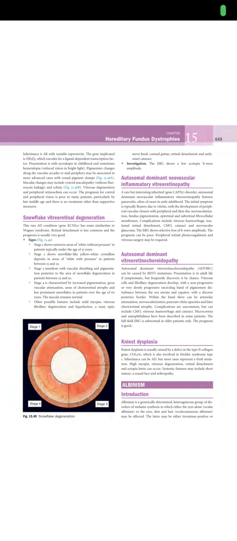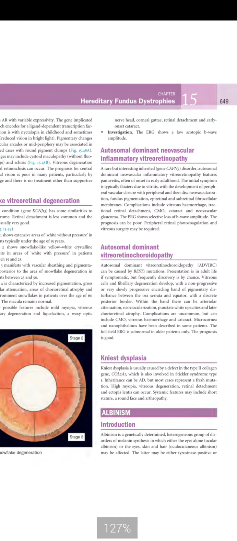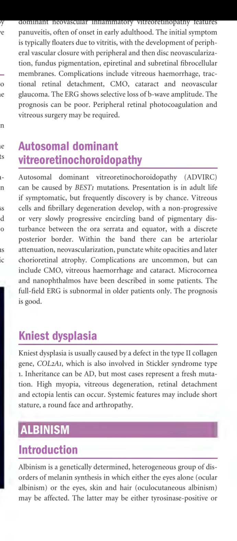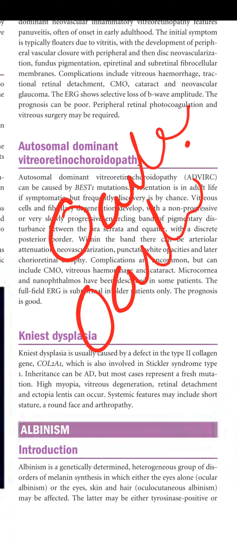This is chapter 15, hereditary fundus dystrophies, and in this part we are going to discuss albinism. Introduction. Albinism is a genetically determined heterogeneous group of disorders of melanin synthesis in which either the eyes alone, ocular albinism, or eyes, skin and hair, oculocutaneous albinism, may be affected. So there are two types, ocular albinism and oculocutaneous albinism.